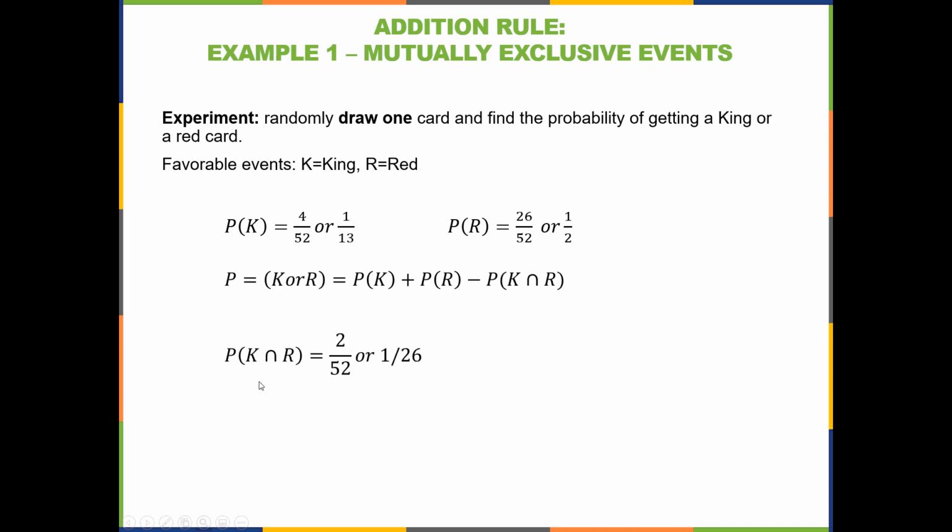So, the probability of a king or a red is the probability of a king plus the probability of a red minus the probability that they are both at the same time. And remember, we already figured out that the probability that they are both on one card, that one card can be a king and also red, is 2 out of 52 or 1 out of 26. So our calculation looks like this. The probability of a king plus the probability of a red card minus the probability of both in the same card gives us a total 32 out of 52, which reduces to 8 out of 13.